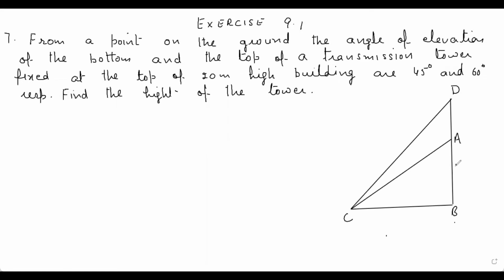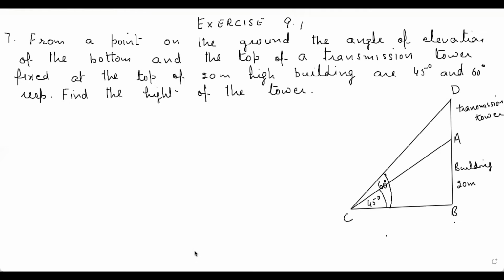Now AB is a building. AD is a transmission tower. The height of this building is 20 meters. The angles of elevation of the bottom and the top of the tower are 45 degrees and 60 degrees. It means this angle is 45 degrees and this angle is 60 degrees. We are to find the height of the tower, the height of this AD.